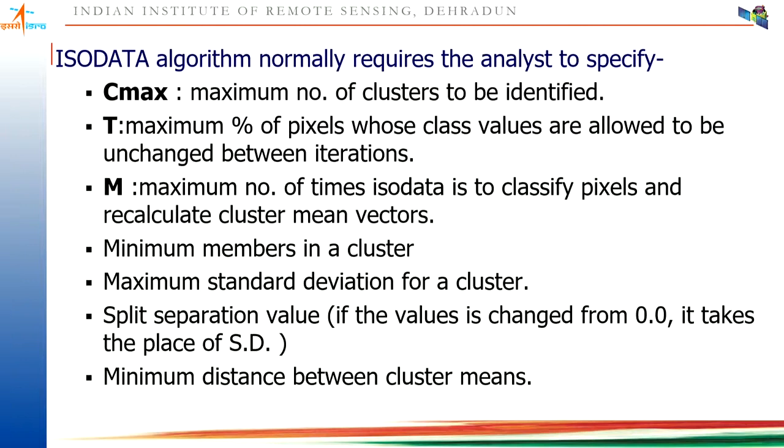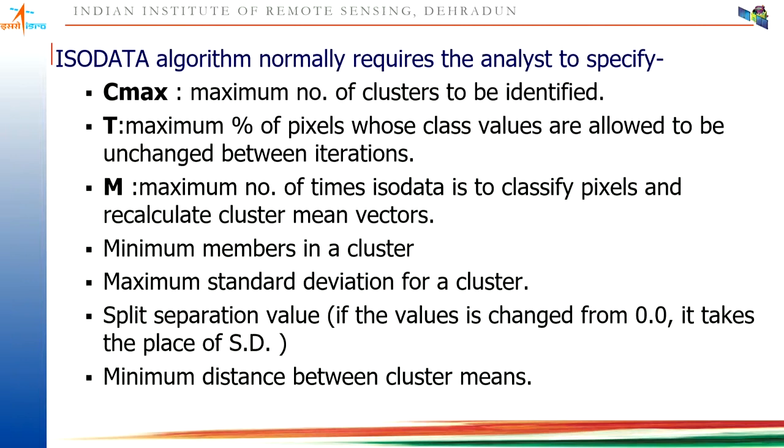The program also has to specify minimum members in a cluster. How many members are there? So suppose we have specified 10 pixels. So any cluster which is having less than 10 pixels will automatically get merged with the nearest cluster. Maximum standard deviation for a cluster, suppose we specify that a particular value of standard deviation should be 2.7. So if the standard deviation is more than 2.7, then the cluster will be divided into two parts, so that too much variation is not there in the cluster.